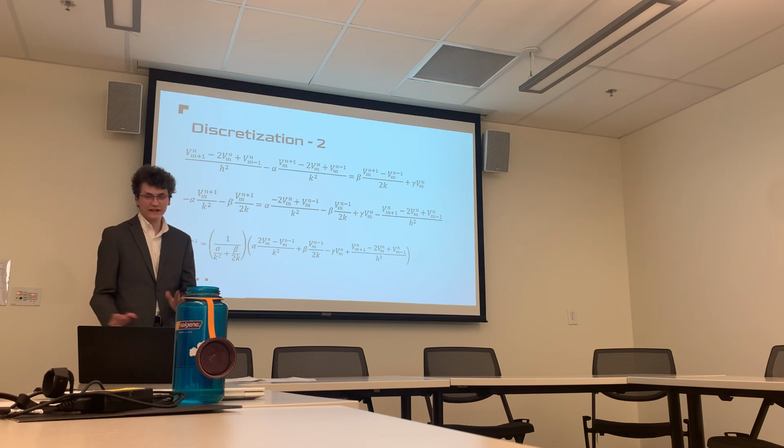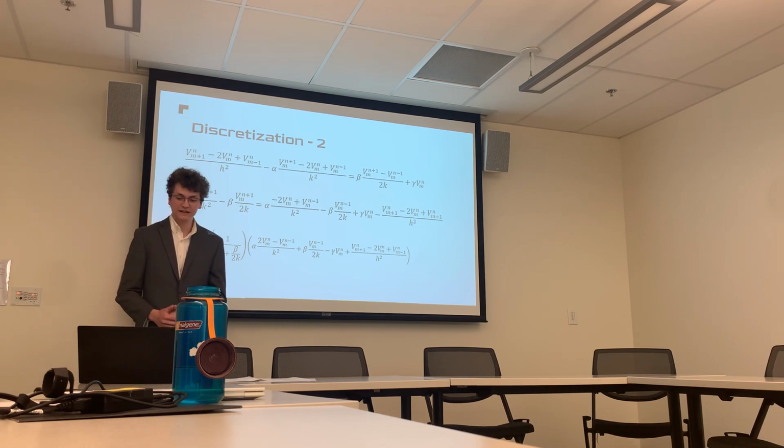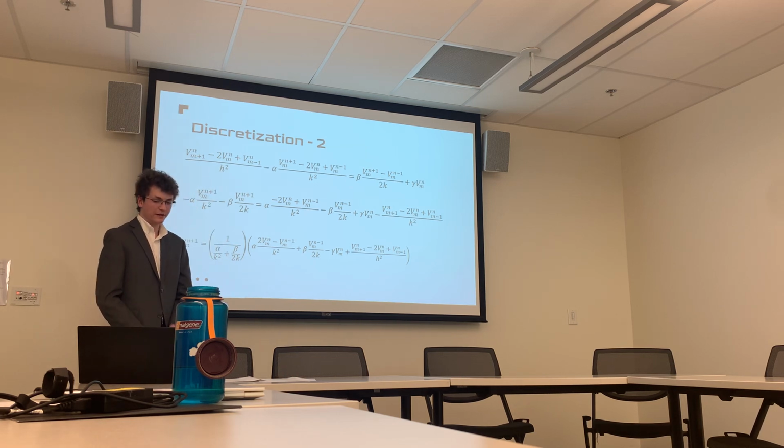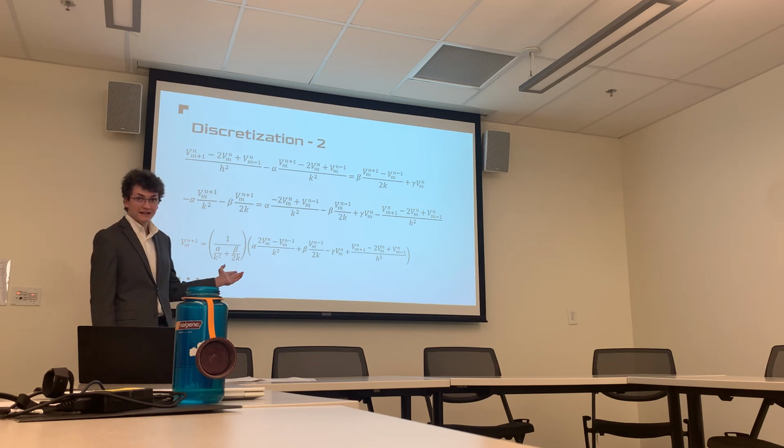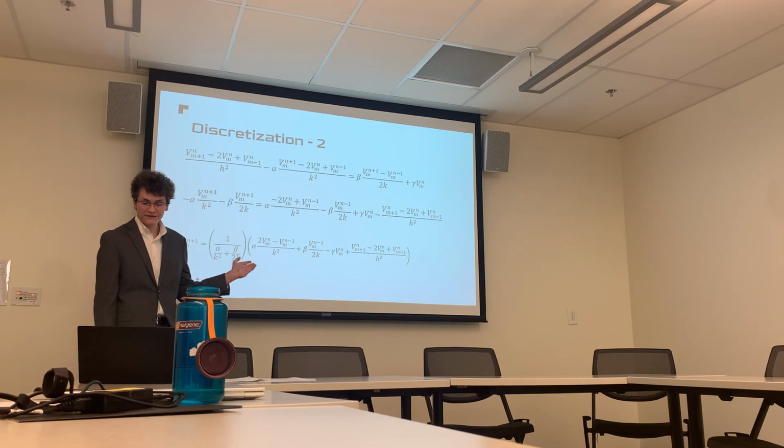I first separated it out, moved all the voltages with the next time step to the left side, and moved everything else to the right side. We still have some of those coefficients hanging out like the alpha and beta, so just factoring that out and dividing by it, we get this bottom equation. That's still really messy, and this is with the simplified coefficients.